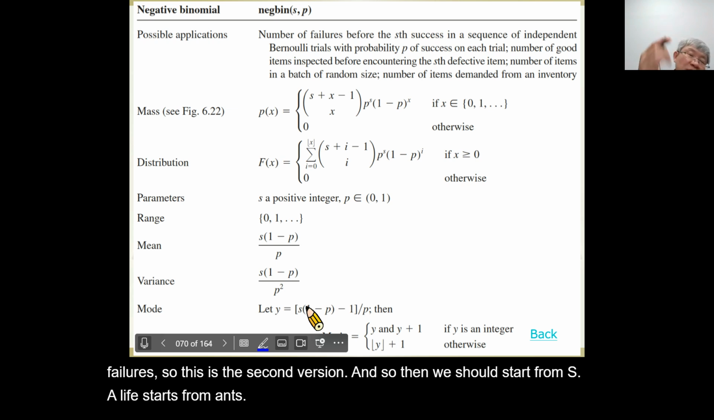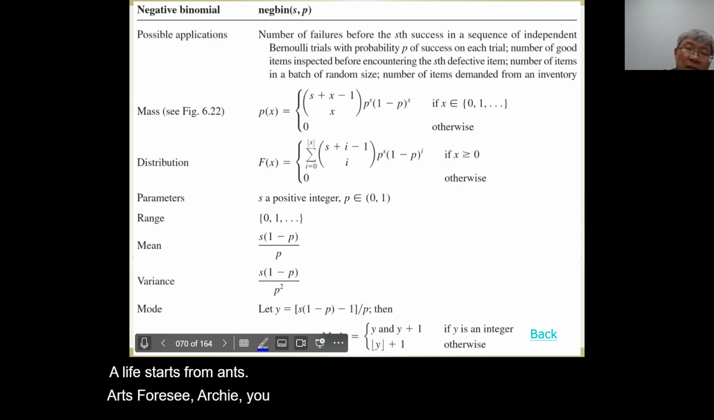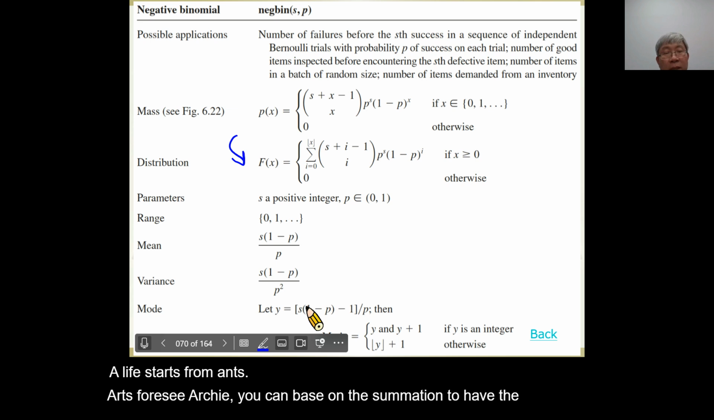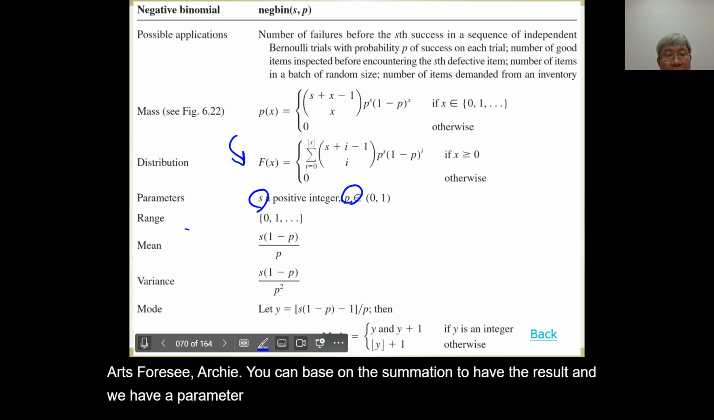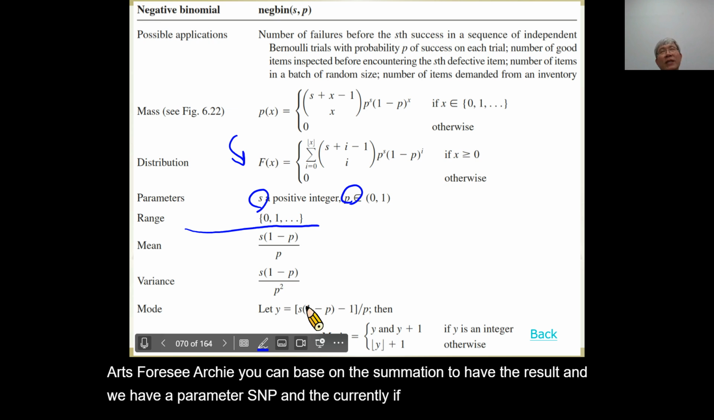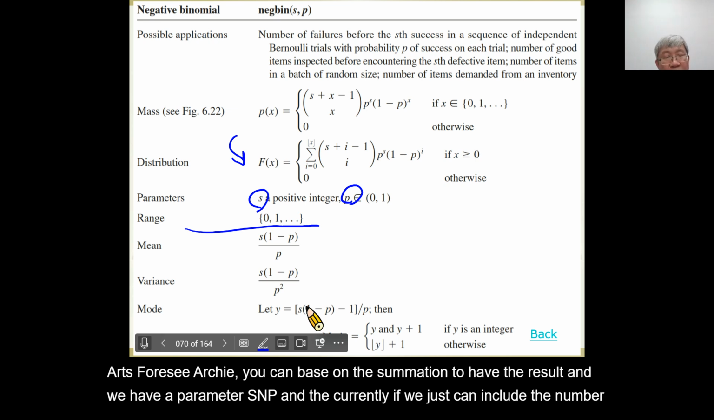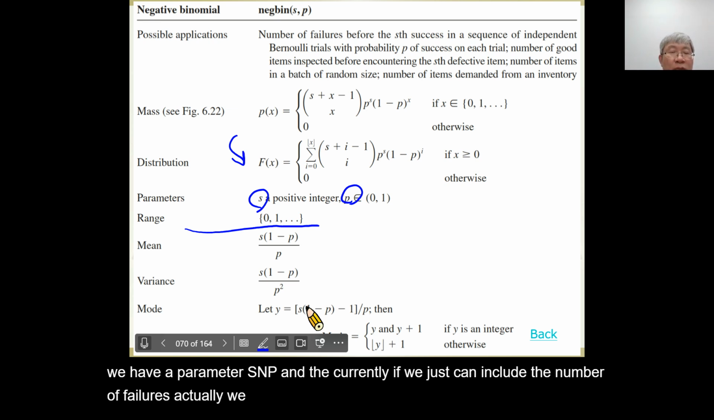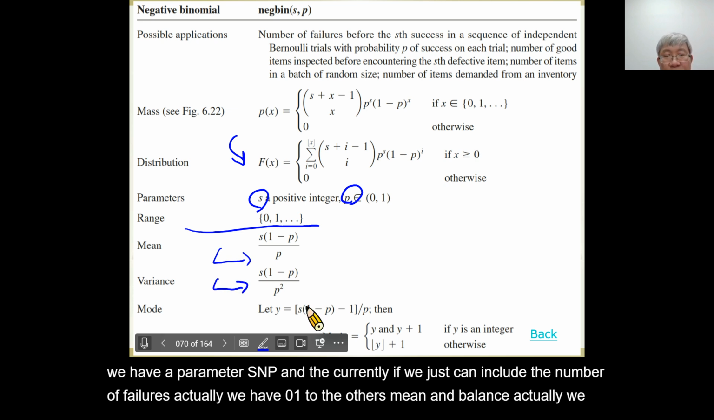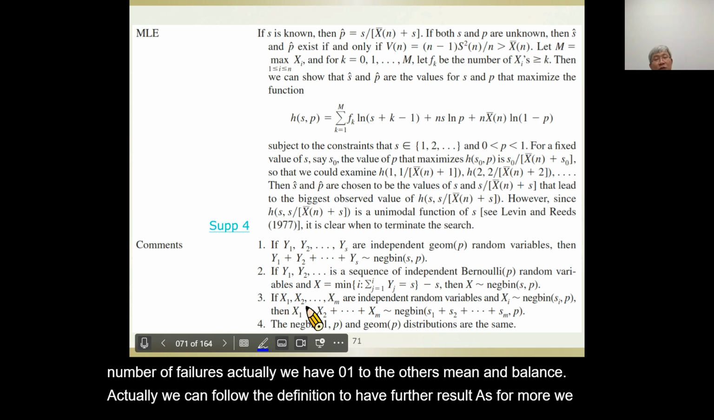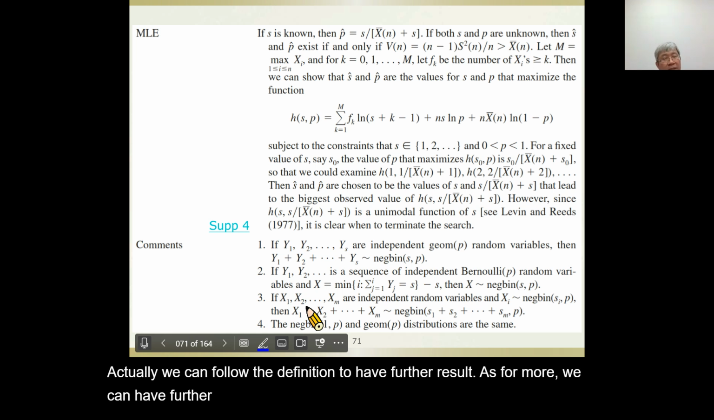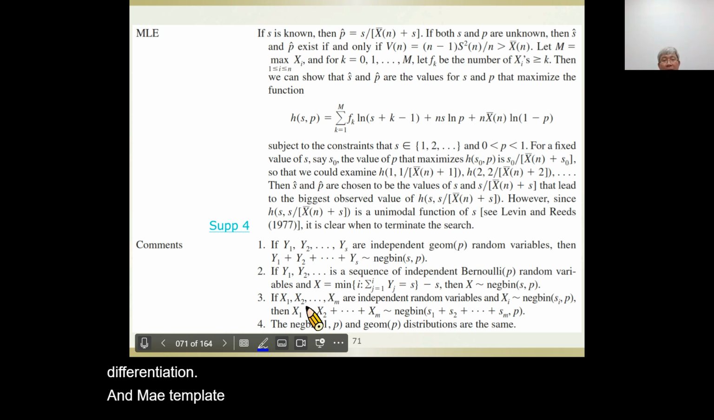For the CDF, you can pass on the summation to get the result. We have parameters S and P. And currently, if we include only the number of failures, we have 0, 1 and the others. For mean and variance, we can follow the definition to get the result. As for mode, we can use differentiation. And MLE, I temporarily skip. And this is the story.